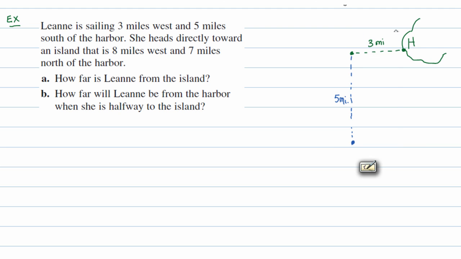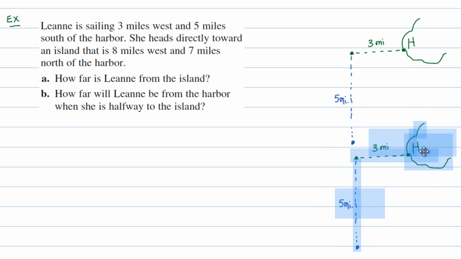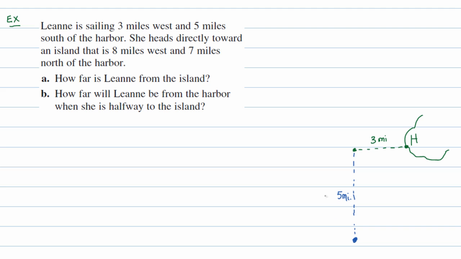Oops, I drew this harbor in the wrong location. Let me go ahead and move it. I can easily do that. The reason why I know that is because I have to draw north in a moment here. So, all right. So she's heading, this is where she is. She's heading toward an island that is 8 miles west of the harbor and 7 miles north of the harbor. Okay, so she's heading to an island that is 8 miles west.